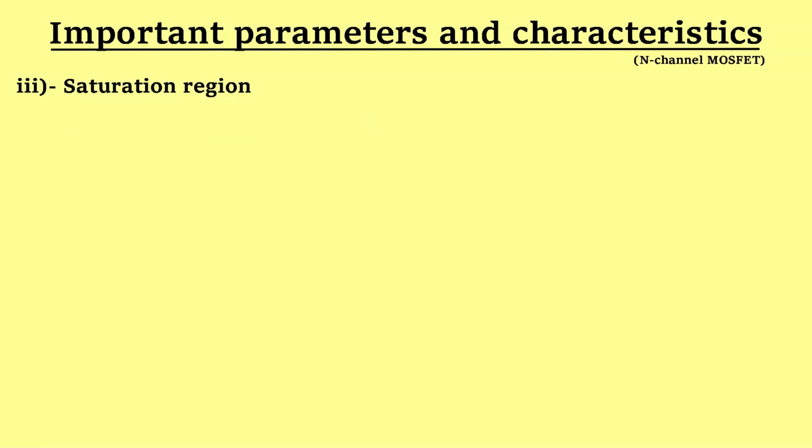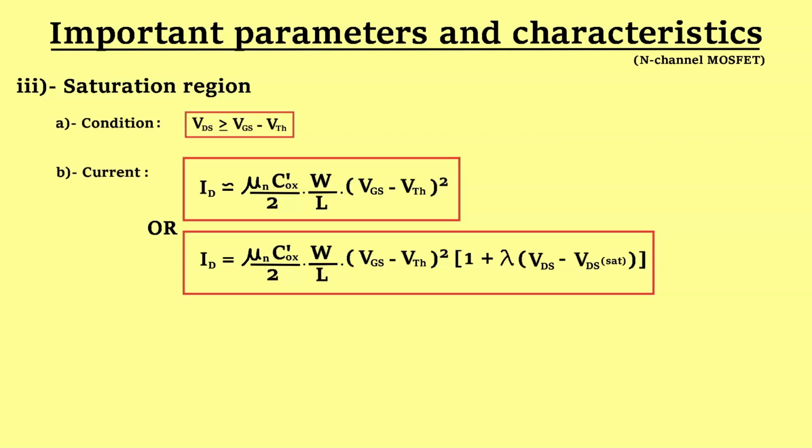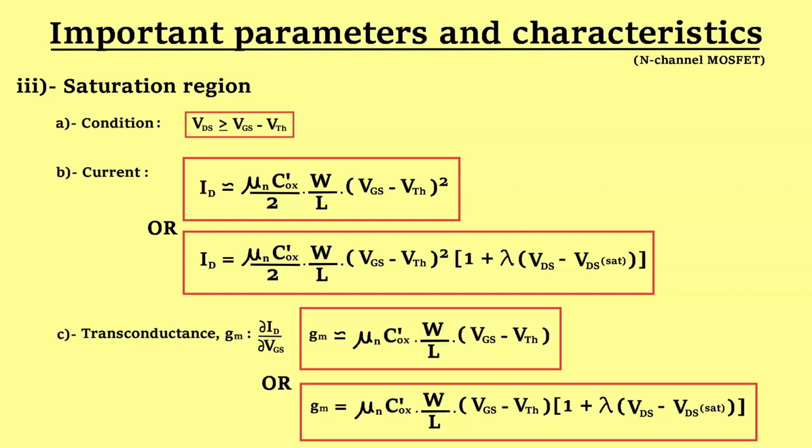Now we consider the third region of operation, which is the saturation region. The condition for the saturation region is that the drain to source voltage is equal to or greater than the overdrive voltage. In the previous lecture, we derived the equation of current in the saturation region. Depending upon the situation, you should use the current equation considering channel length modulation. We will get the same value for the transconductance parameter. However, if we have to include the channel length modulation, then the expression will change slightly.